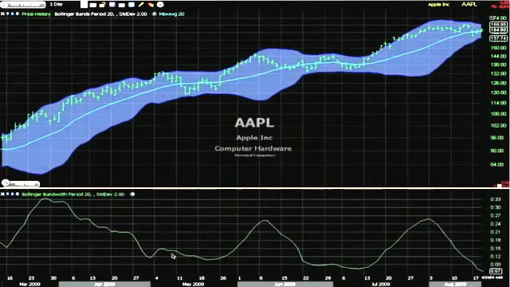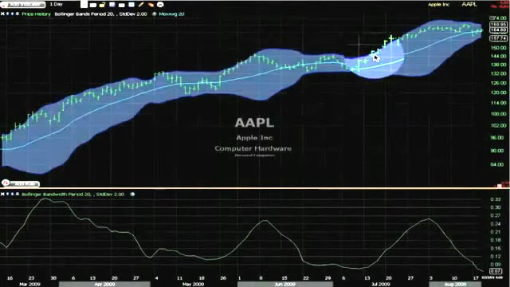When the bandwidth is at extreme lows, like in these two situations, it can indicate that the price will break out sooner rather than later. The breakout here and here.